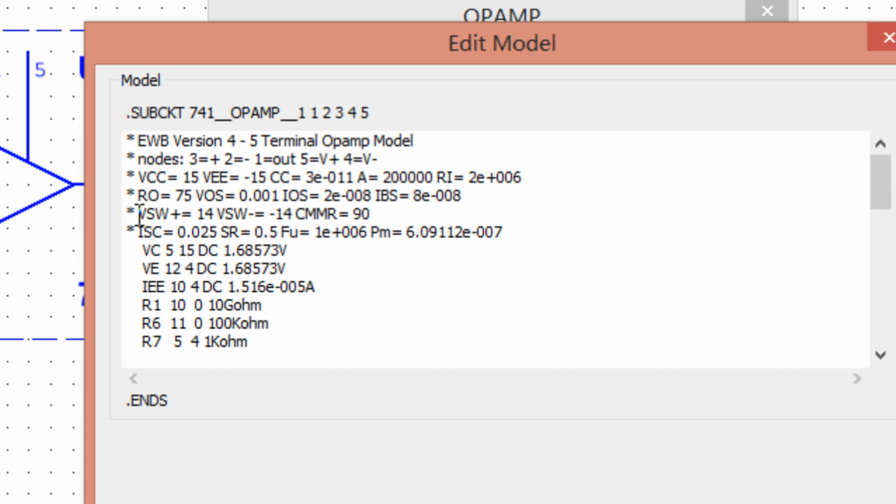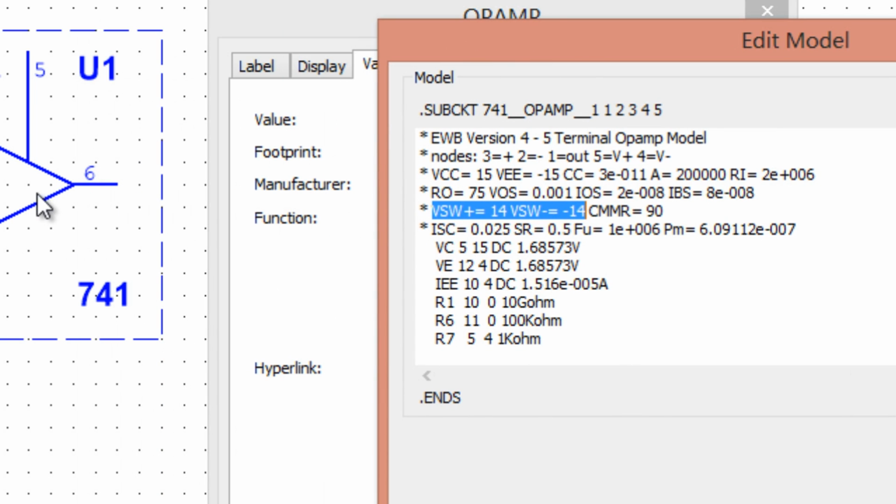Let's see the following line. VSW positive is 14, while VSW negative is minus 14. VSW is short for voltage swing. It means that this is the saturation voltage of the op-amp. The saturation output voltage of the 741 op-amp is positive and negative 14, which is a little lower than its power supply's voltage, positive and negative 15.